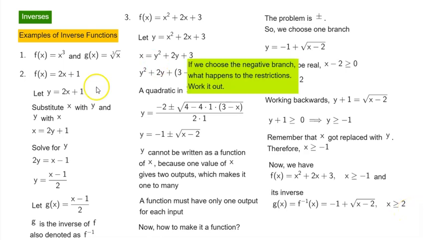Now, if we choose the negative branch, that is minus 1 minus square root of x minus 2, what happens to the restrictions? Look at this and work it out. Pretty straightforward it is.